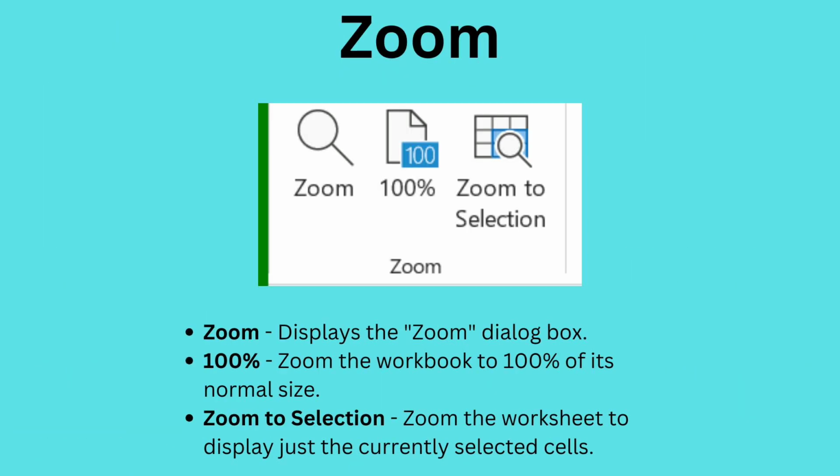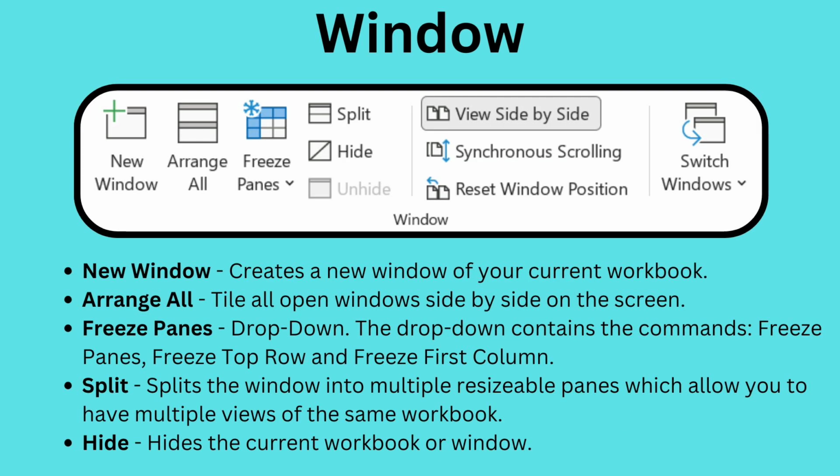Zoom. Displays the zoom dialog box. 100%. Zoom the worksheet to 100% of its normal size. Zoom to selection. Zoom the worksheet to display just the currently selected cells. Window. There are 10 sub-features in the window feature.